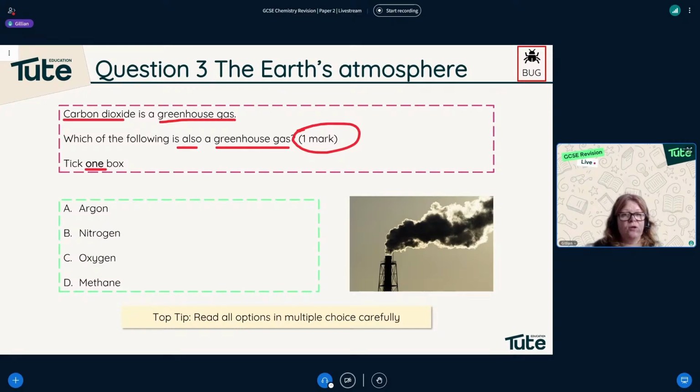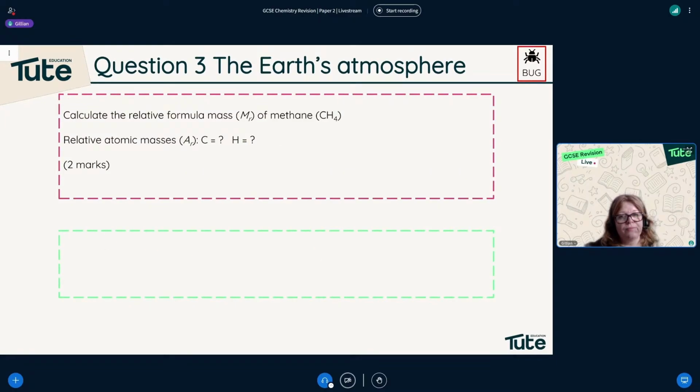And these greenhouse gases, again, you need to know the greenhouse gases. They include obviously water vapor. They include carbon dioxide, which is in the question. They also include methane. So methane is a greenhouse gas. So remember, the 3 greenhouse gases are carbon dioxide, water, and methane. So let's have a look at our next question.